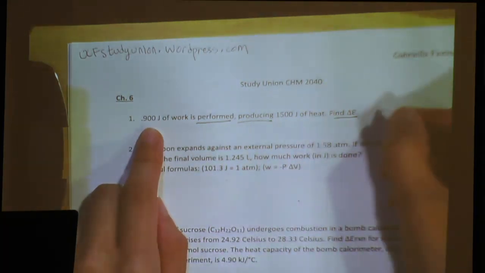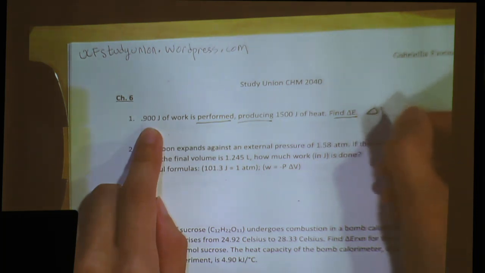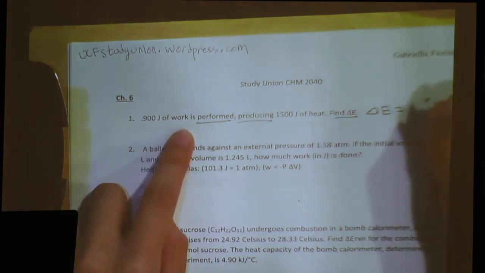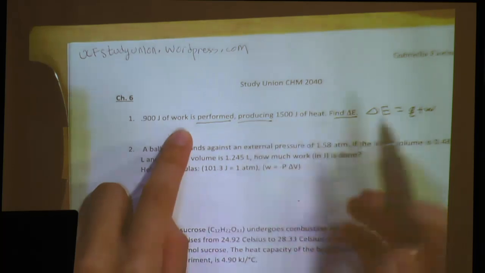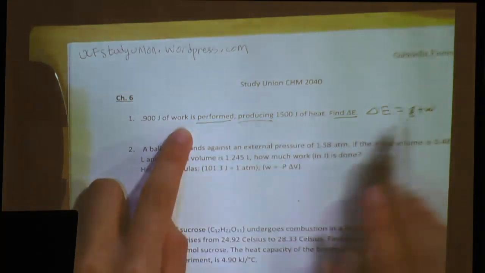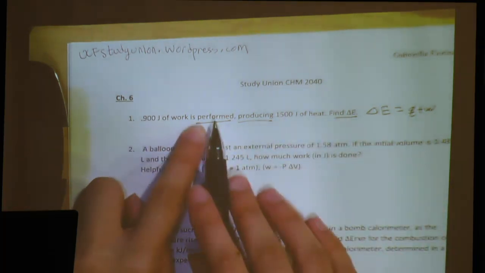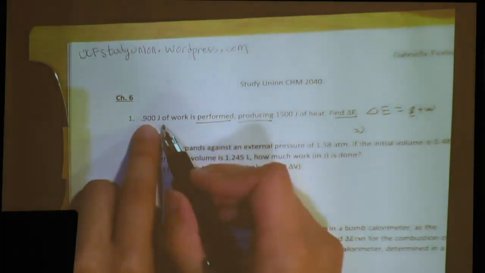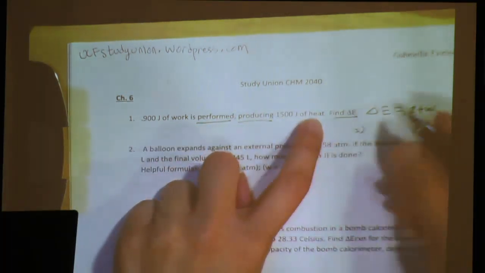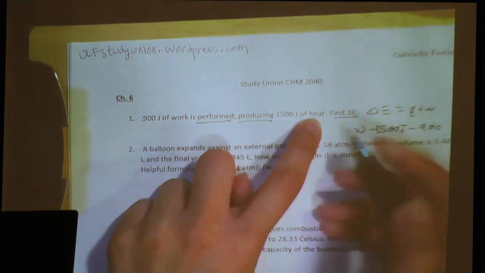So the first thing we have to do is find the change in energy formula. So change in energy is heat plus work. Now, it's heat plus work, but are we going to do 900 plus 1500? No, right? Because work is performed. So what we're going to plug in is Q is heat, so negative 1500 joules minus 900.